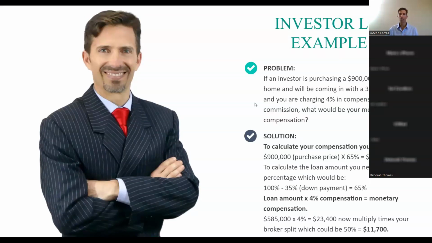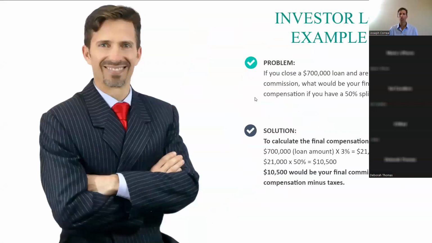So let's move on to example number 5. If you close a $700,000 loan and you're making a 3% commission, what would be your final commission after the 50% split with your broker? So in this case, again, we're going to multiply the loan amount, not the purchase price, which in this case is $700,000, times 3%. That gives us $21,000. And then we're going to divide that in half, which would be $10,500. And that would be your final commission or compensation minus taxes.